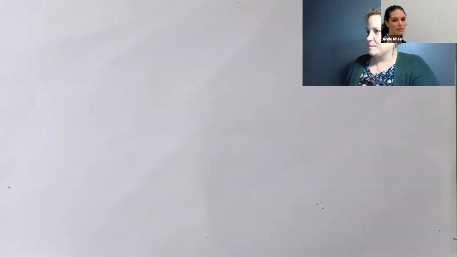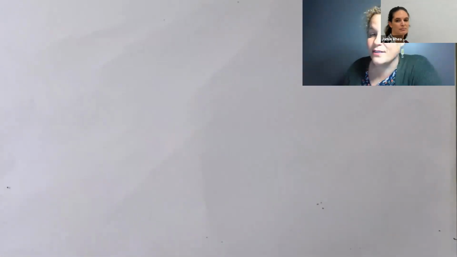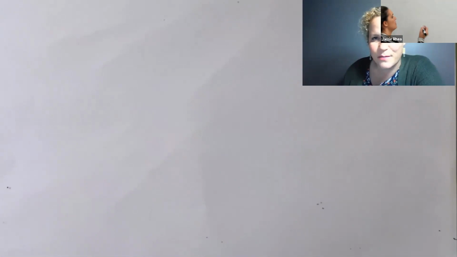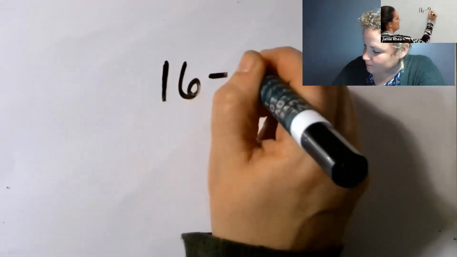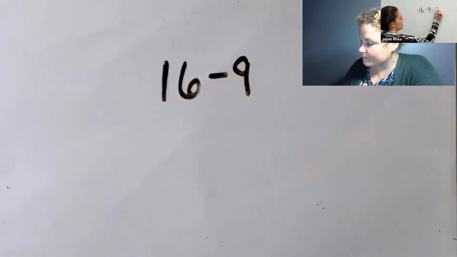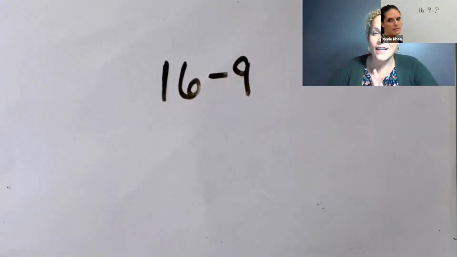Okay, we're going to do another one. Make sure it's clean. We're going to solve 16 minus 9. Would you write that down with me? 16 minus 9 equals something. We don't know what that something is.